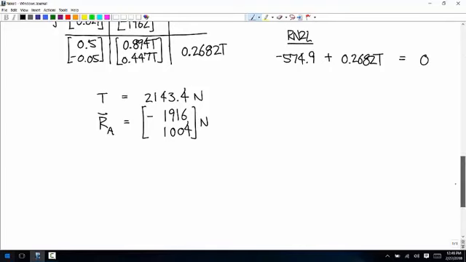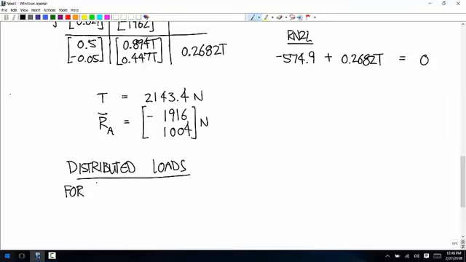Okay, so the idea with distributed loads is instead of a force being applied at a point, it's spread out over an area or a distance. Yeah, that's right. So you treat it like a point force that acts at the center or the centroid of the shape.